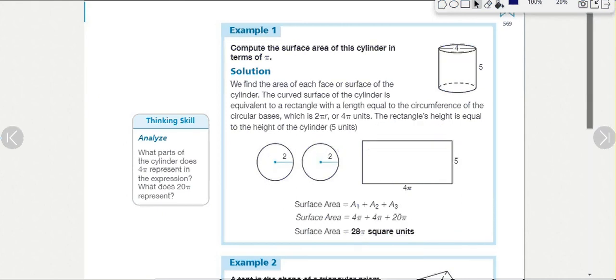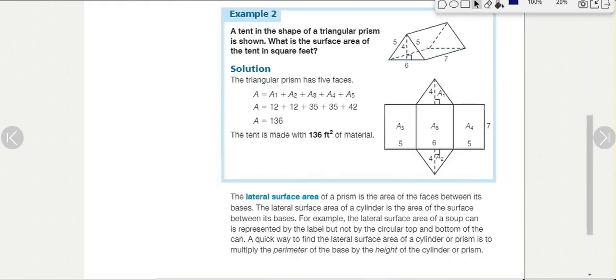Square units. How about a prism? A tent is basically a triangular prism. The base is a rectangle, right?